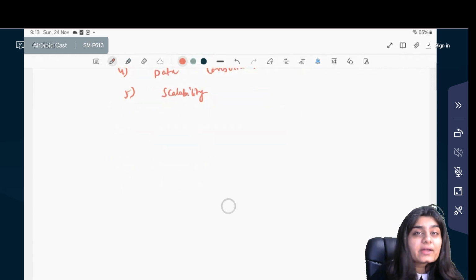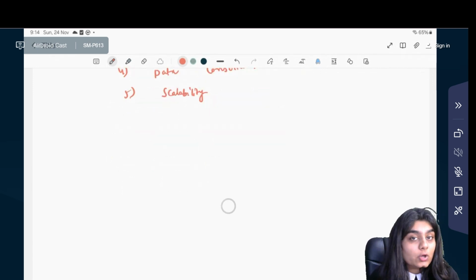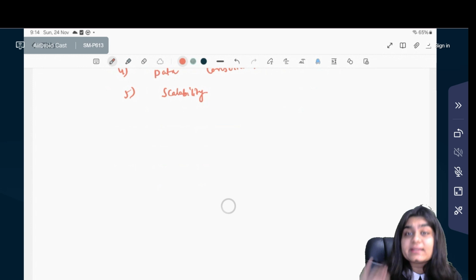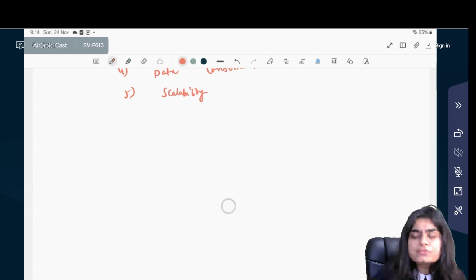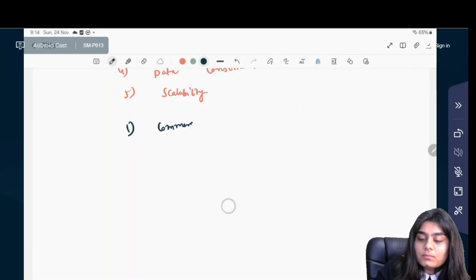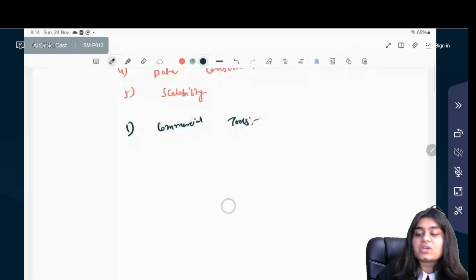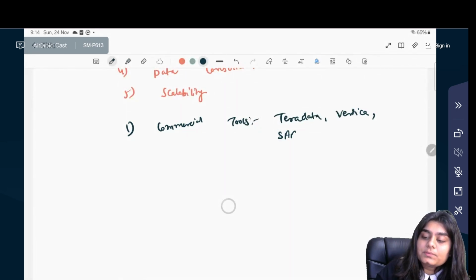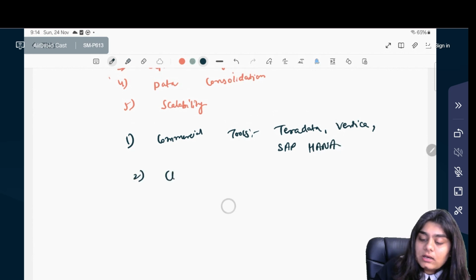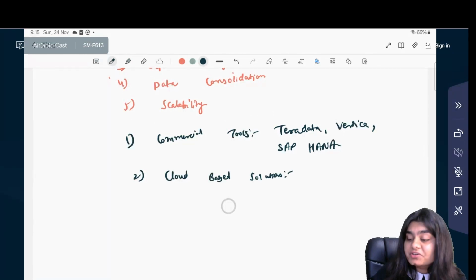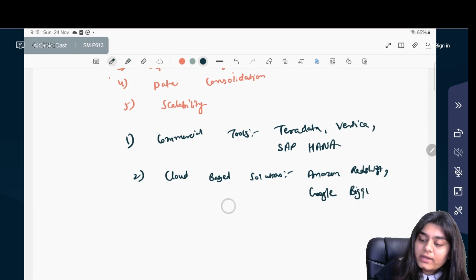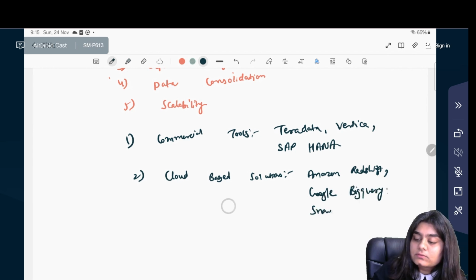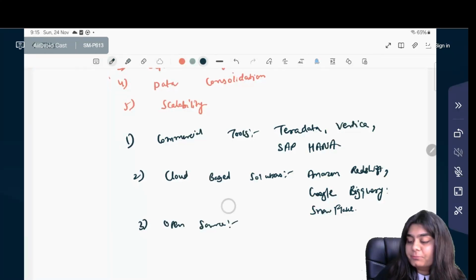There are wide variety of tools and technologies available for building data warehouses. Some of most popular options include commercial tools such as Teradata, Vertica, SAP HANA. Some cloud based solutions are Amazon Redshift, Google BigQuery. Another is Snowflake. Some open source are Apache Hive and Presto.